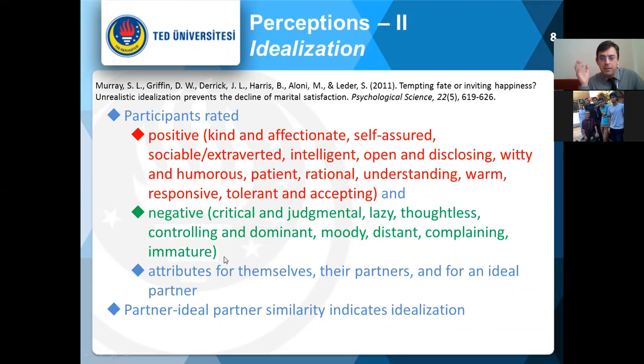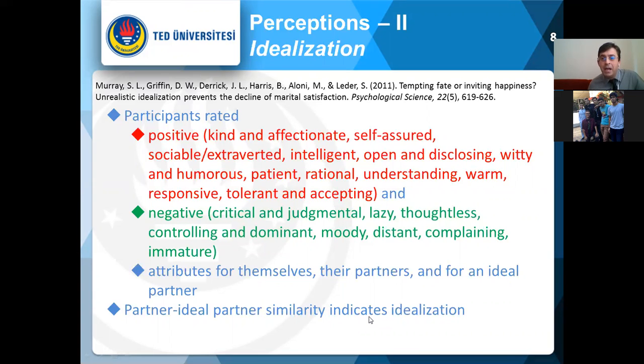So just imagine the situation. I am rating myself, I am rating my partner, and I'm rating my ideal partner in terms of these different positive and negative attributes. And partner and ideal partner similarity in terms of correlations indicates idealization.